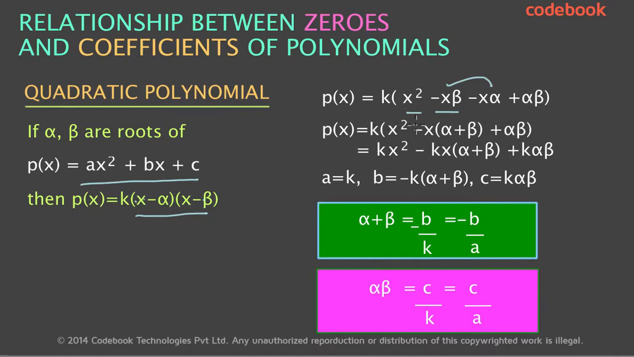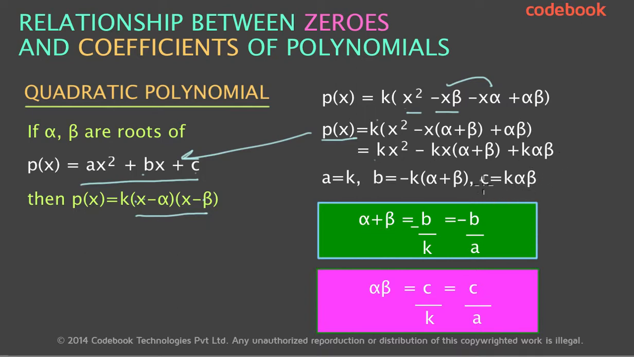So now let's multiply each term with k, and you will have kx square minus kx times alpha plus beta plus k alpha beta. So this is equal to p of x, but p of x is nothing but ax square plus bx plus c. So equating the coefficients, we have a is equal to k, b is equal to minus k times alpha plus beta, and c is equal to k alpha beta.